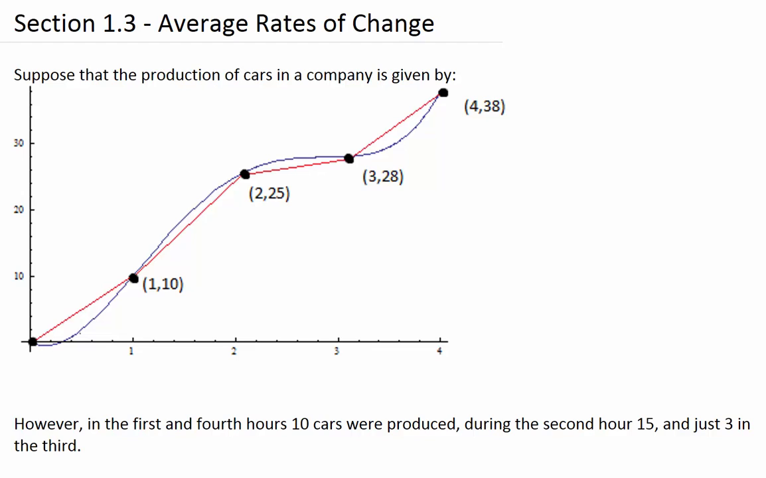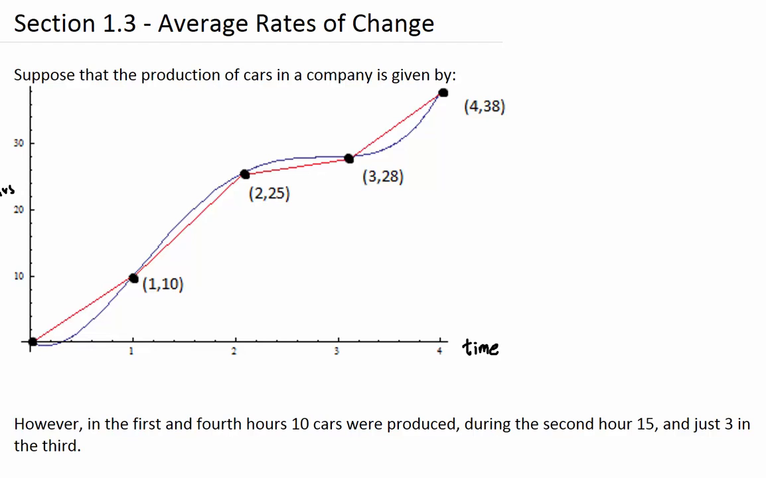Let's assume that this blue graph corresponds to the number of cars that a company produces with respect to time, with respect to number of hours. So here on the x-axis you have time, and on the y-axis you have number of cars. Oh, I think I wrote a little outside of the margin. Well, sorry about that. So let's take a look.